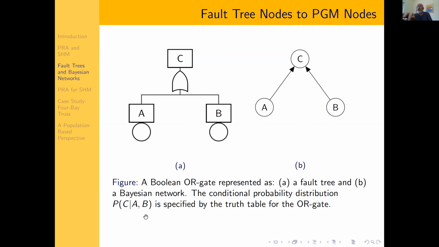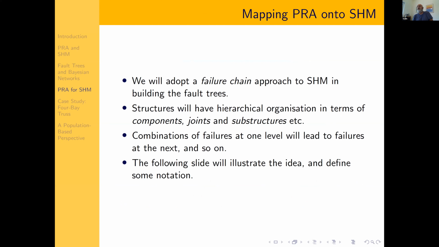If A happens, we get C. If B happens, we get C. We can translate these into probabilities. So in an SHM context, we're going to see these conditional dependencies come through lots and lots of different pathways. But one pathway that's important here is going to be the idea of a failure chain when we're trying to build a fault tree in SHM.